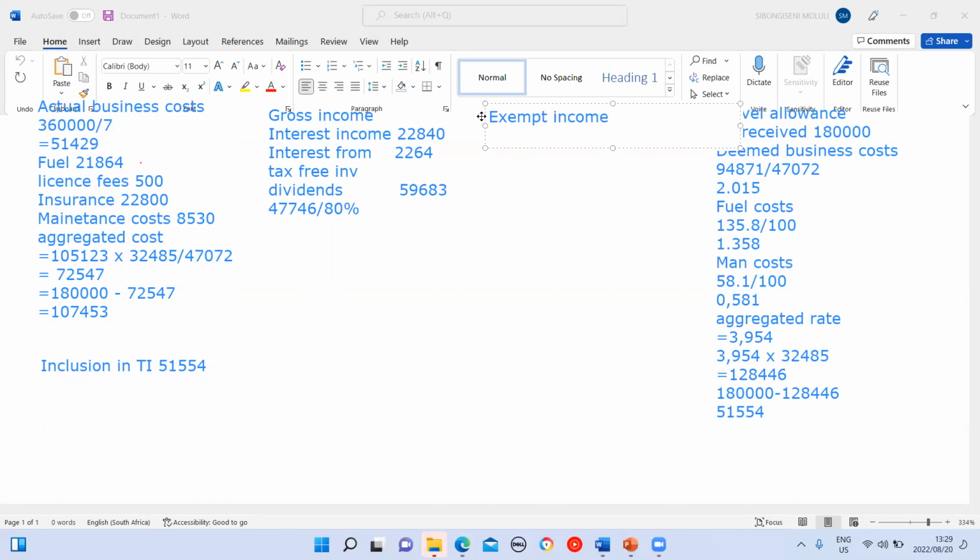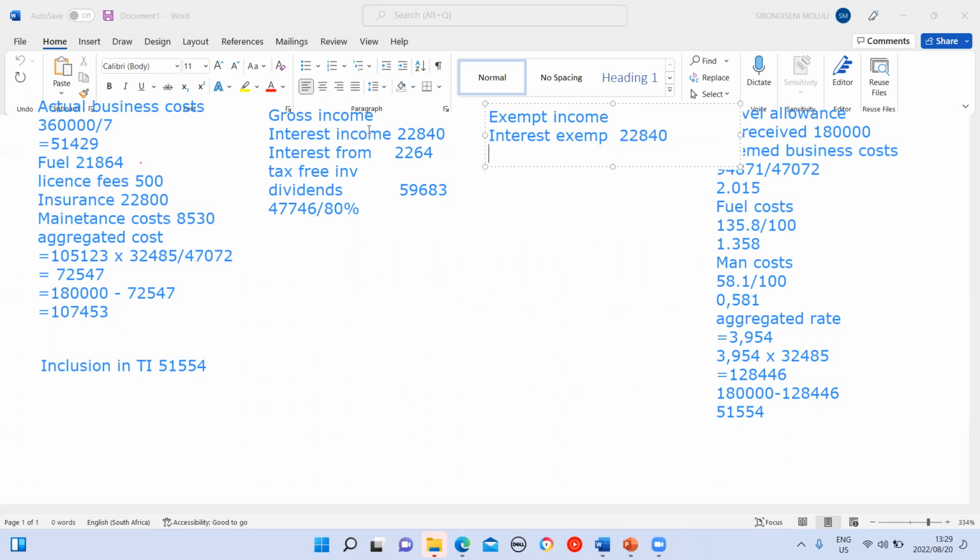Now, in terms of interest income, remember what I told you? When someone is less than 65, it will be 23,800. Precious, remember, in the scenario, she's 46 years old, so she'll qualify for the exemption of 23,800, but it's limited to 22,840. SARS is ruthless. They'll never allow you to exempt more than what you actually received in interest income. So my interest exemption would be 22,840.